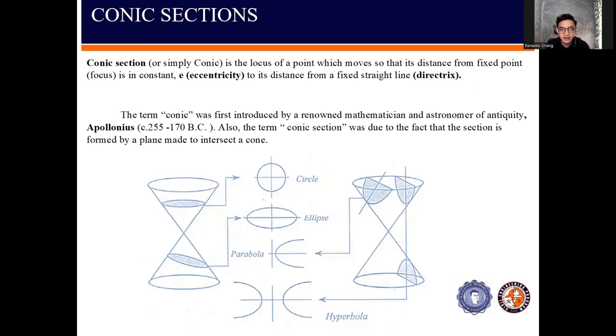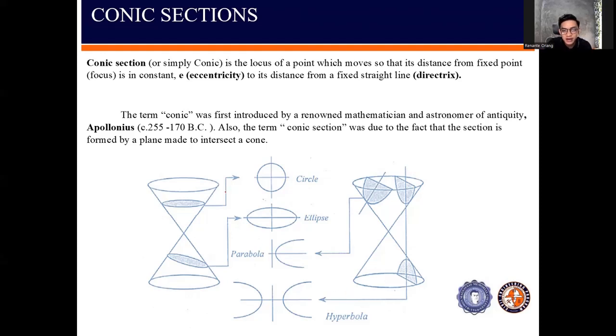So the term conic was first introduced by a renowned mathematician and astronomer of antiquity, Apollonius. The term conic section was due to the fact that the section is formed by a plane made to intersect a cone. So let us explain this one. It is said here that all the forms in our conic sections are derived from our cone.